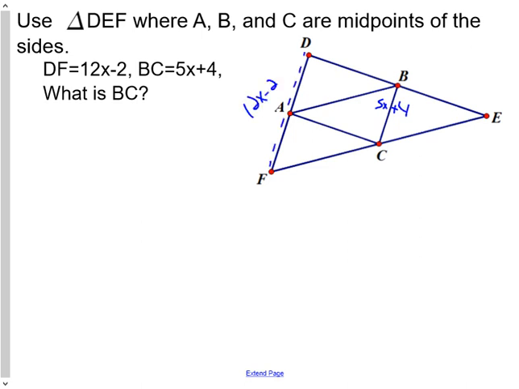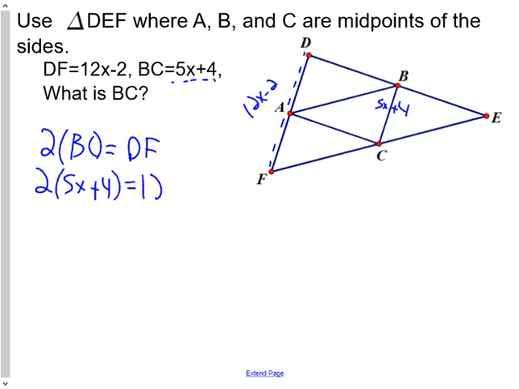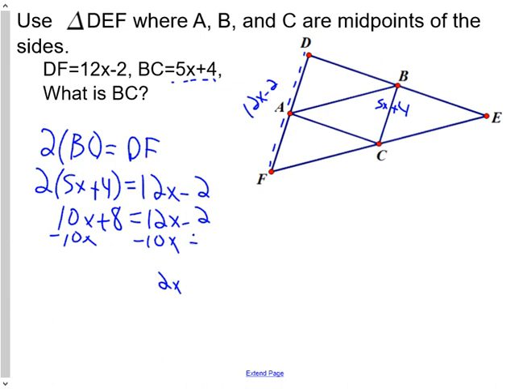Right? And so we need to do 2 times the BC equals DF. And just plug it in. 2 times, this time it's over here, 5x plus 4, 12x minus 2. 10x plus 8 is 12x minus 2. Minus the 10x to get 2x. Move the 2 over. I get 10 is 2 times what number? X is 5.